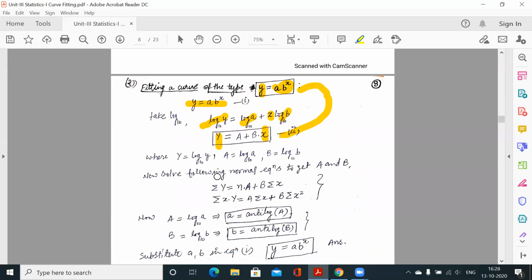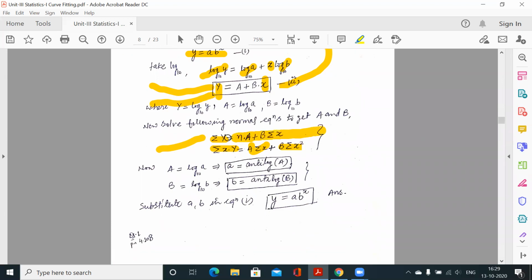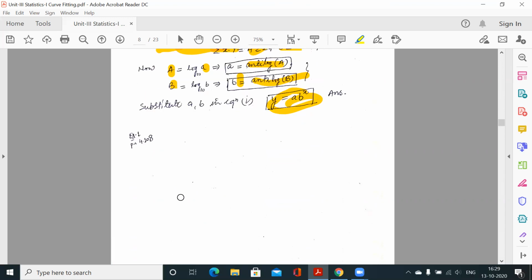So normal equations, how to write them? Summation y is equal to n a plus b into summation x. Summation x y is equal to a into summation x plus b into summation x square. That means first apply summation here, then apply summation x here. We will get two normal equations. After solving these normal equations, we will get capital A and capital B. And by using these substitutions, small a is equal to anti-log of A, small b is equal to anti-log of B. So we will get our final answer.